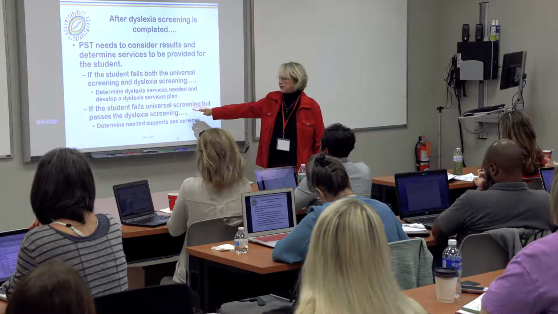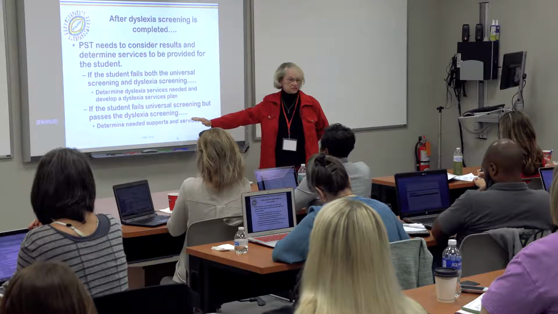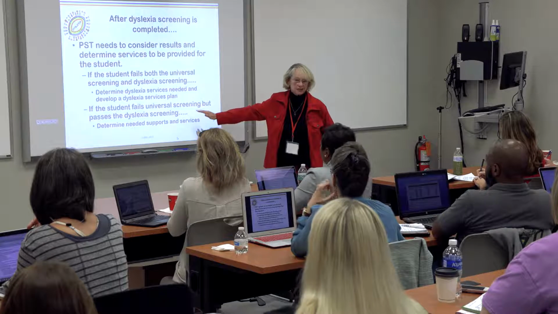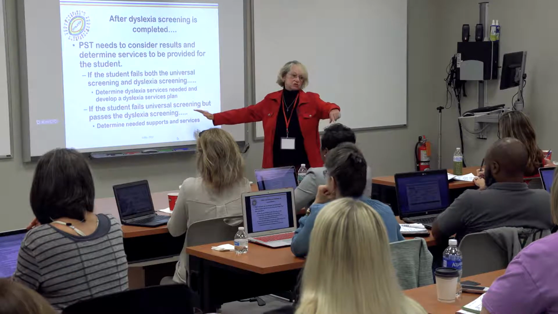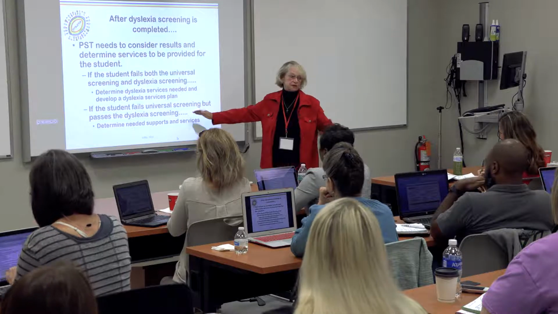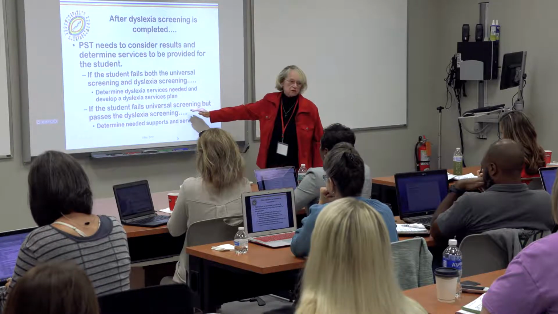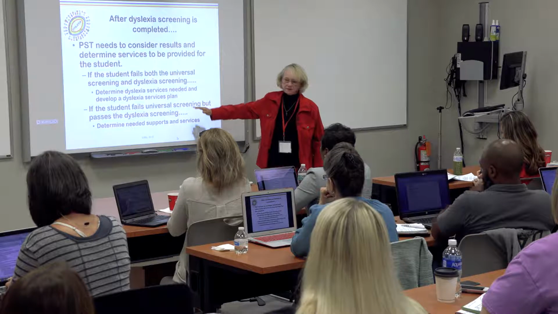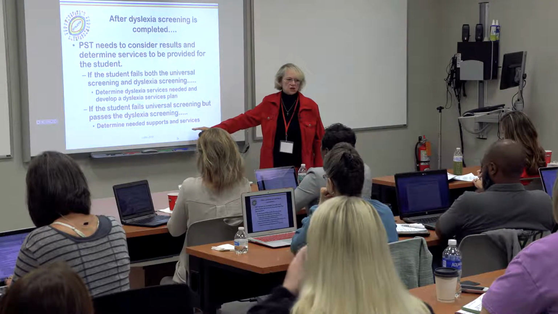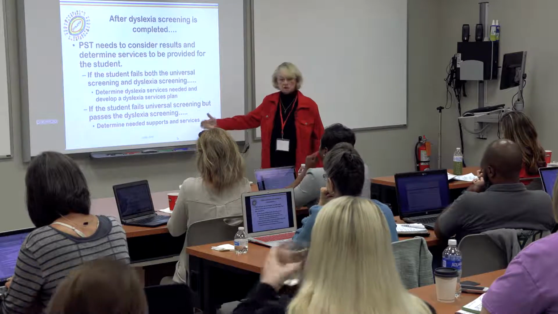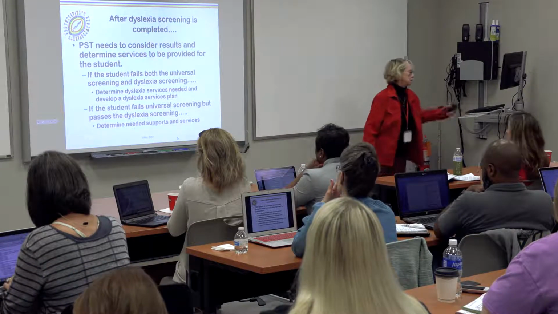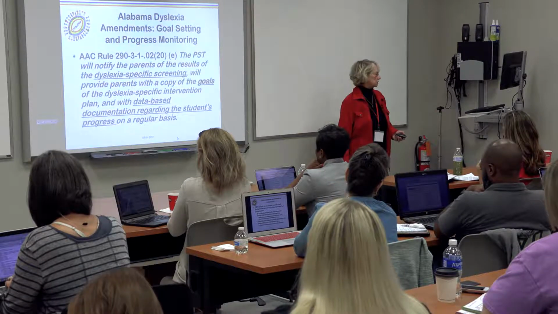Then, if the student fails the universal screening but passes the dyslexia screening, he still failed the universal screening, right? He still has a problem. So this is that child whoever was asking me about who has a comprehension problem. He failed the universal, passed dyslexia, still help him, but not necessarily with dyslexia. Okay, you might help him with dyslexia, but it depends on what the child looks like as you are looking at all of his characteristics.